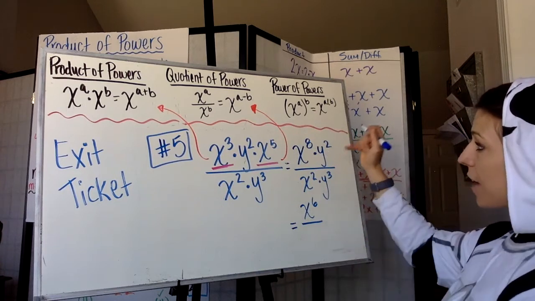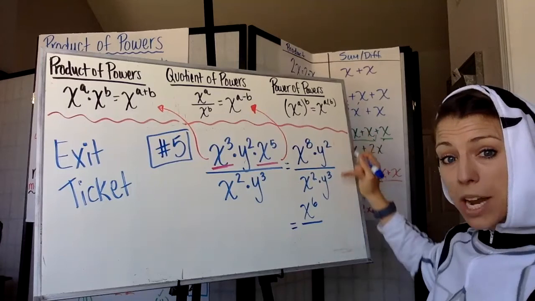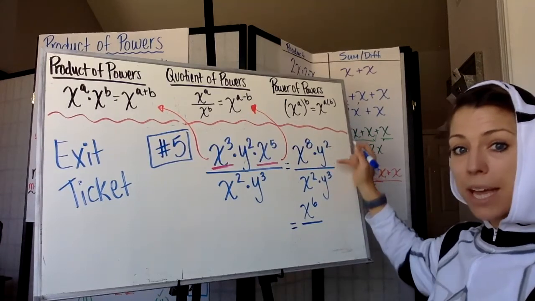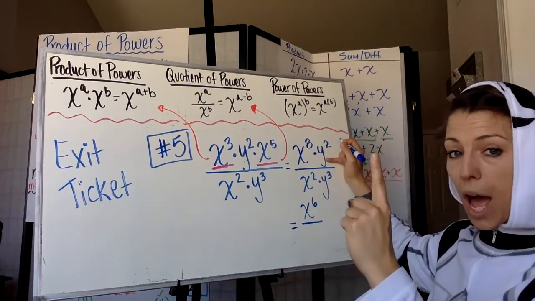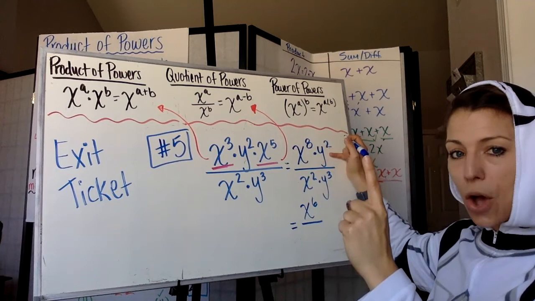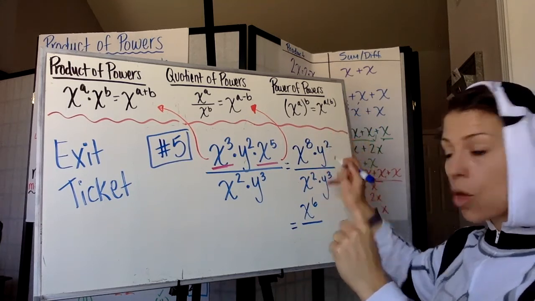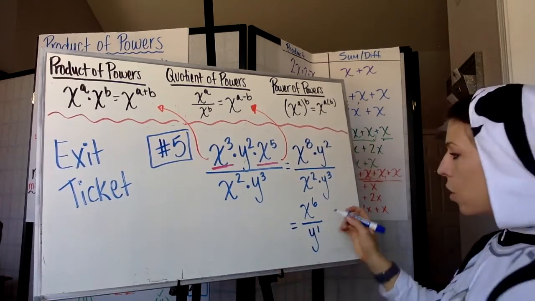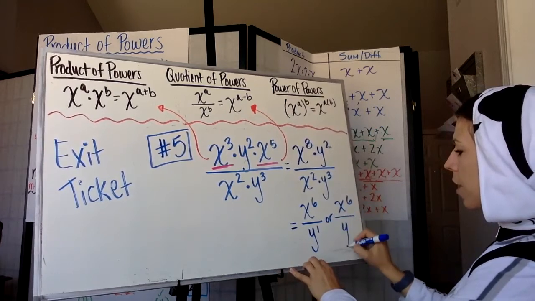Okay? I've got 2 y's in the numerator, but 3 y's in the denominator. Which one has more? The denominator. So what is 3 minus 2? That leaves me with 1 y. But where is that y? Is it up here? No. Both of these y's are gone, and I'm left with y to the first power in the denominator. Or I could just write that as x to the 6th divided by y.